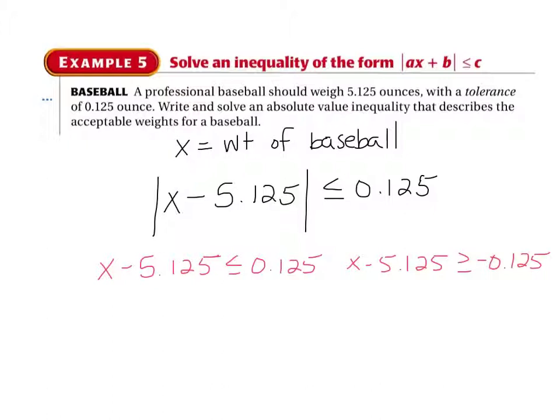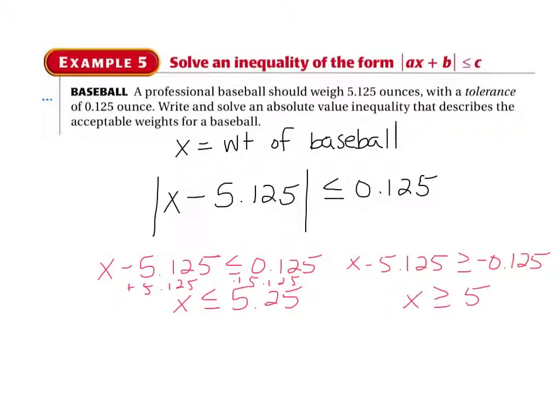And when you solve that, you end up with x is less than or equal to 5.25 when you add those together, because you're adding 5.125 to both sides, and you get 5.25. And over here, you're doing the same thing. You're adding 5.125 to both sides. You end up with x is greater than or equal to 5.